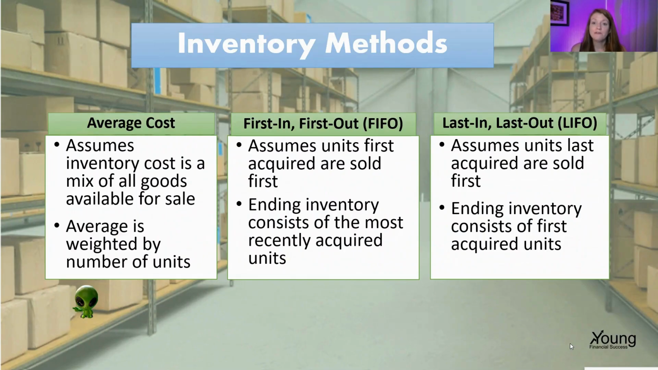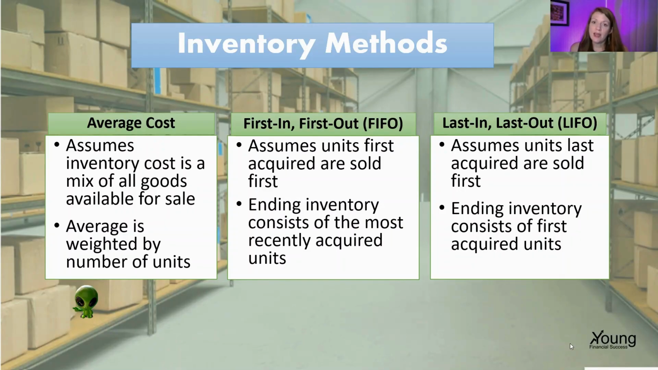Then we have first in, first out, which we're going to call FIFO. If you've worked at a restaurant, you've probably heard of FIFO a lot. And this is saying that the first units that we acquired are the first ones sold. If you work at a restaurant or a grocery store, it's like, okay, the first gallon of milk that we bought is the first one we want to sell. And why is that? Because it's perishing, right? It's expiring. So if we want to sell the oldest thing first, the oldest meaning it was the first thing we bought, we want to sell those first.